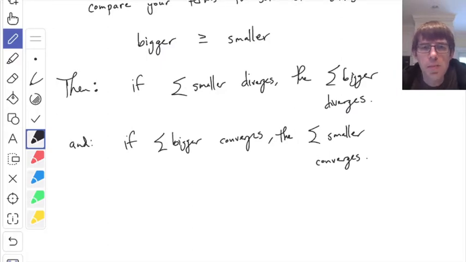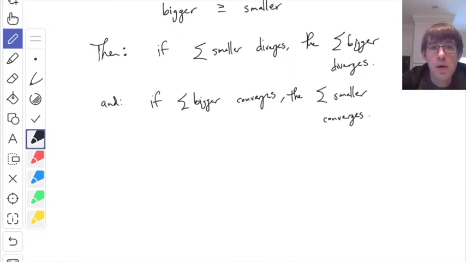All right. This is the comparison test. And the hard part about it is you just have to imagine what the other series you're going to compare it to is, and you have to kind of get a feel for how you can just sort of invent your other series that you're going to do your comparison with. All right, let's just do two quick examples, and then we'll talk about something new.